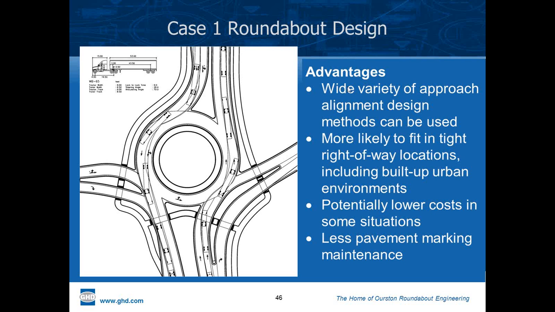Advantages of the Case 1 design is that it works with a wide variety of alignment methods and approaches. It's the most flexible because it doesn't accommodate the truck. It can be a compact circle and it can fit in a difficult, constrained right-of-way environment. It generally is associated with lower costs, and of course there's less pavement marking. So this is a case where the roundabout approach could be striped, but the circle wouldn't necessarily have circulating paint.